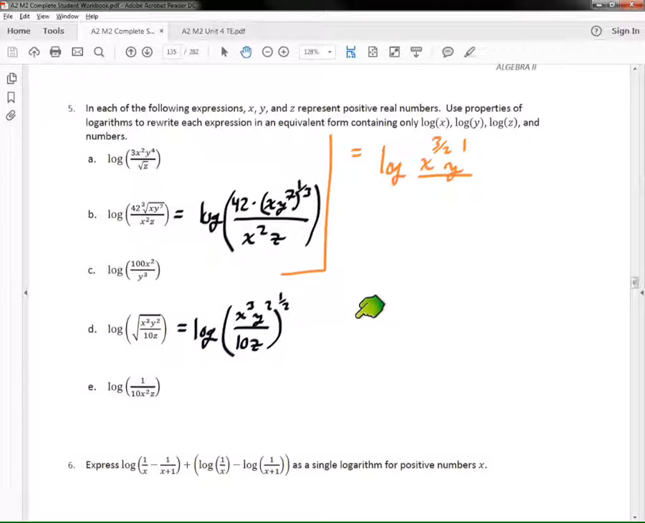And then, that's a 1 on the 10, right? It has an exponent of 1, and so does z. And so we have a 10 to the 1/2 power, and we have a z to the 1/2 power.